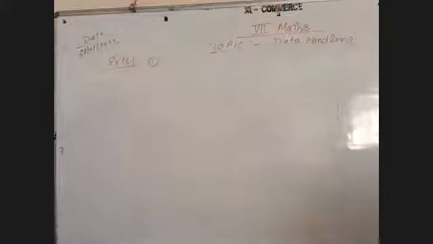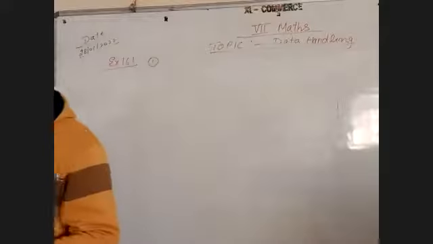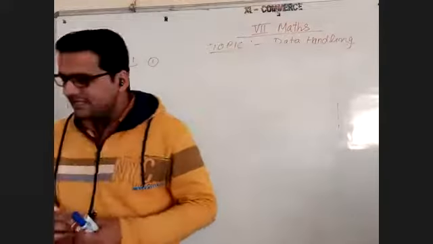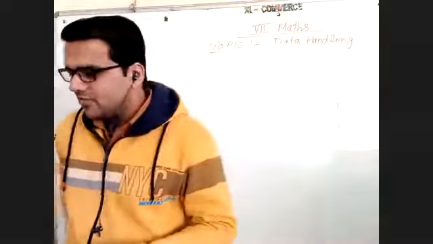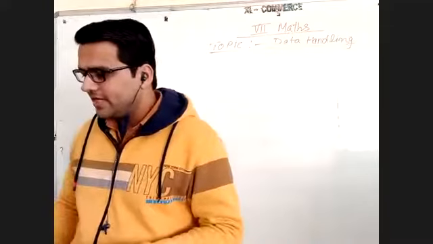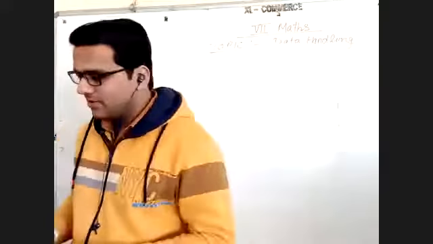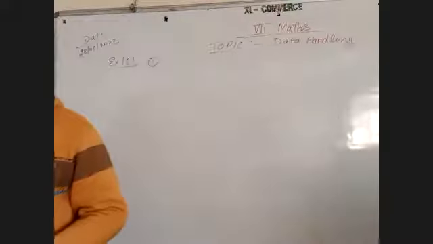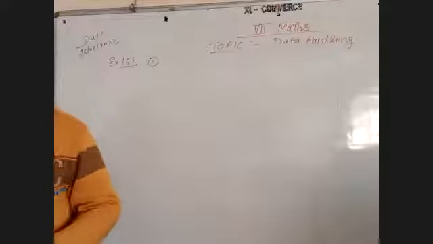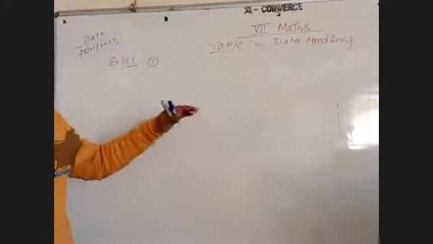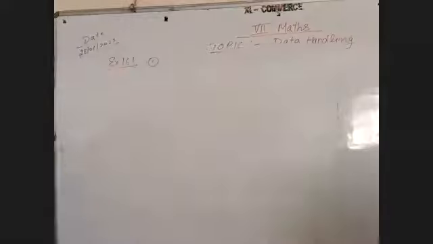Question number 1. The number of rooms in 25 houses of a locality is given below. इस तरह से आपको numbers, number of room in 25 houses, यानी कि 25 houses में आपको rooms के number given है. You have to arrange the data in ascending order. First में आपको क्या करना है, इस data को ascending order में arrange करना है.